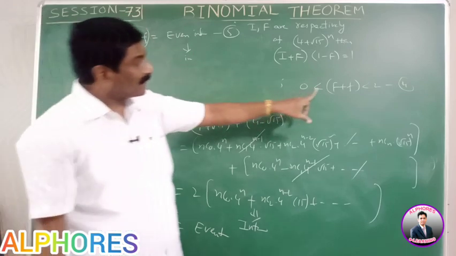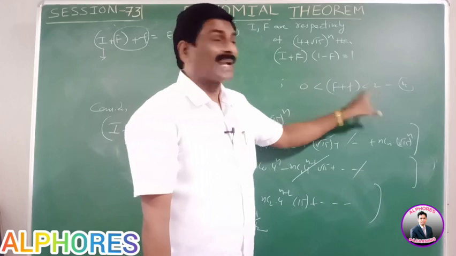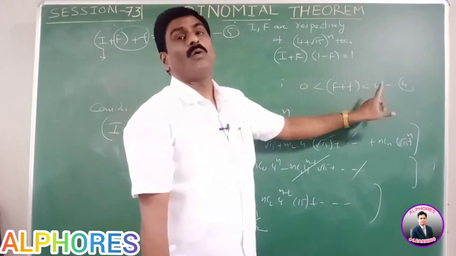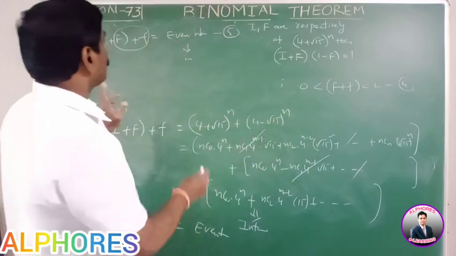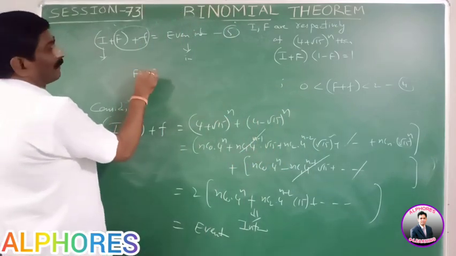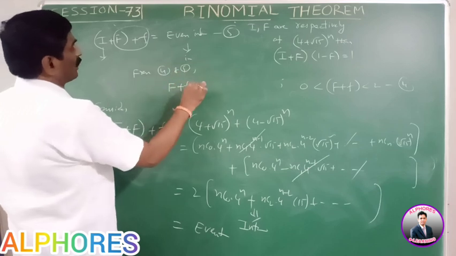But from the fourth equation, the F plus f value lies in between 0 to 2. What is the integer in between 0 to 2? Only 1. From the fourth and fifth, what is the value? Capital F plus small f is equal to 1.